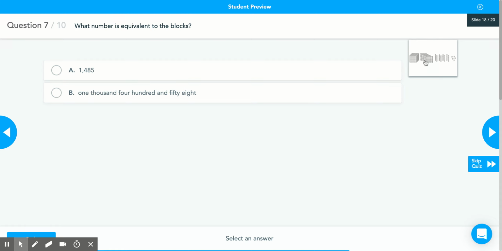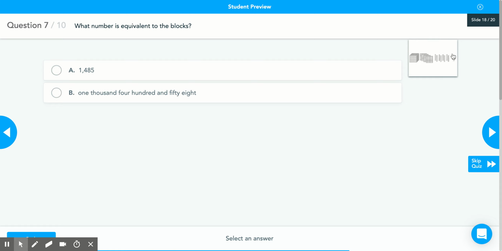Then we have the hundreds blocks. We have 4 hundreds blocks. In A, it is correct. There is a 4 in the hundreds place to represent 400, and same as B, 400 written out. Next, we have the tens blocks. There are 8 tens blocks. In A, we have 8, which is 80, which is also correct. However, in B, it says 50, which is not correct.